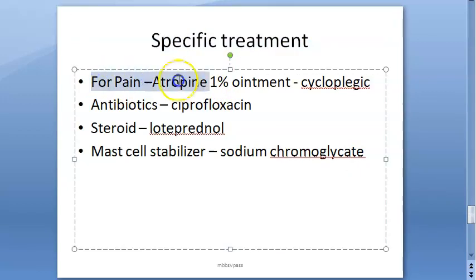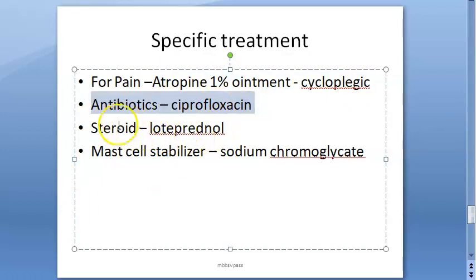Then specific treatment, guys. For pain, they'll give atropine 1% ointment, a cycloplegic. It will cause cycloplegia, relief of spasm of accommodation, relief of pain, improvement in symptoms. Okay. So basically they won't give this in older people, only children they will give this, isn't it? But otherwise for atropine there are other things. Give a cycloplegic for all the pain.